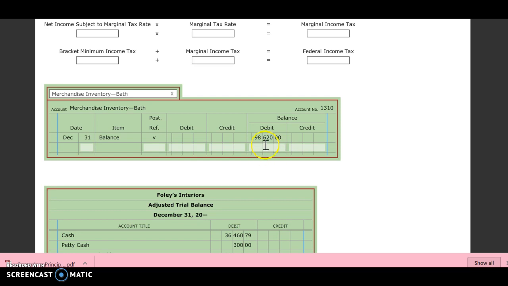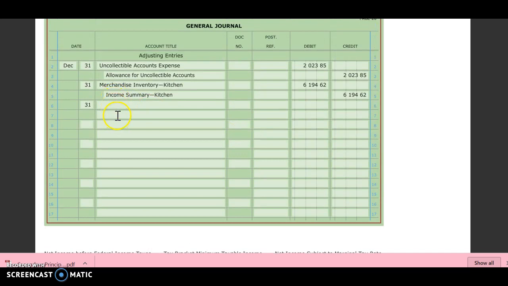Now, since this number needs to be decreased to $97,000, that means we're going to have to credit this account. We're going to have to credit merchandise inventory bath. So I'm just going to go ahead and write that in right away. If I'm going to credit that, that means that I'm going to debit income summary bath. Okay, so I'm going to debit that for $948.69. And I'm going to credit merchandise inventory $948.69.